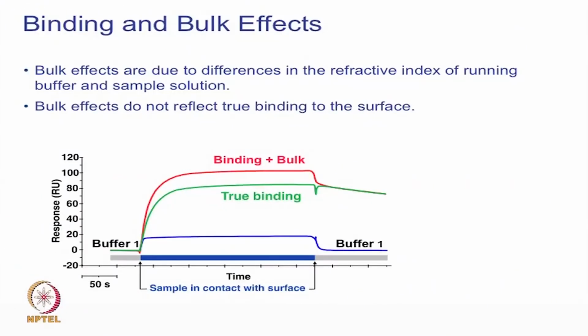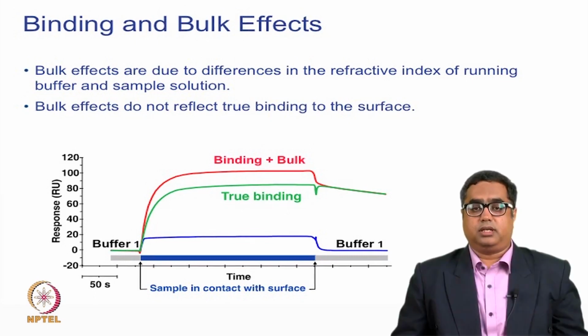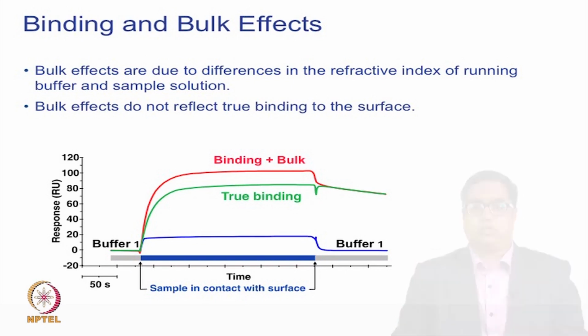Another important parameter to be considered when we are designing these experiments is the bulk. Bulk is nothing but the difference in the refractive index of the running buffer and the sample solution. This is a place where most people go wrong in their assays and do not get proper kinetic data. So I would suggest that people equilibrate their analytes to the running buffer, so as to get good kinetic data.